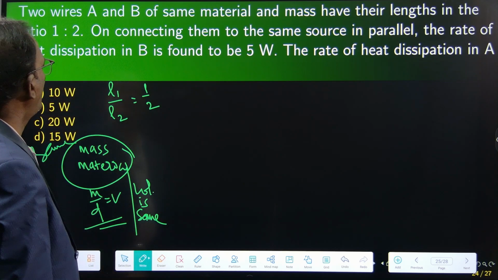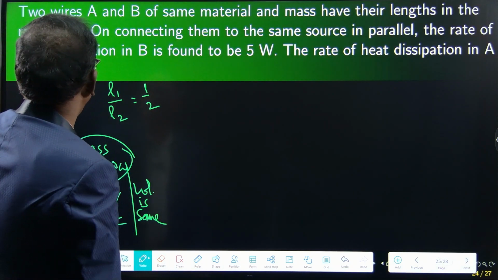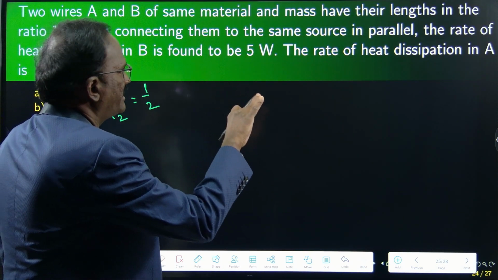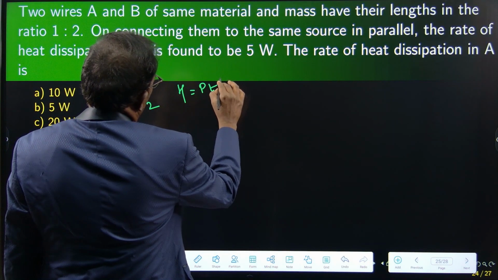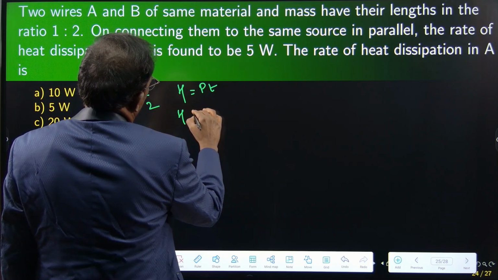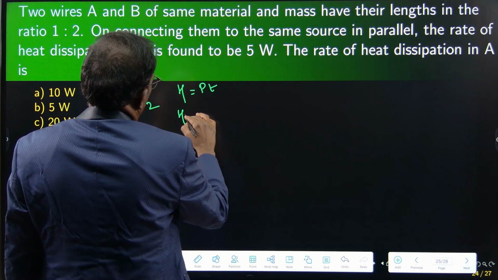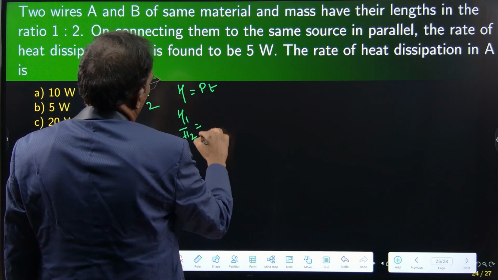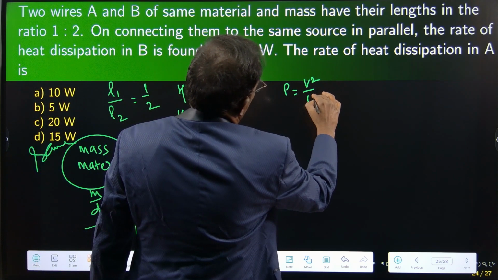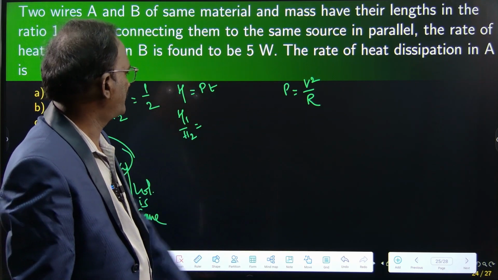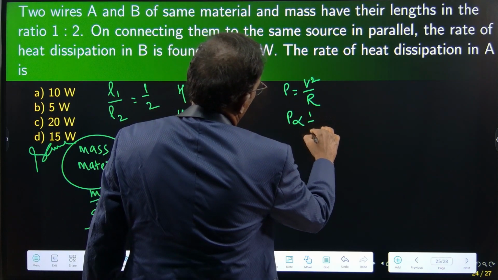What is the question? On connecting them to the same source in parallel, the rate of heat dissipation in B is found to be 5 watts. The rate of heat dissipation in A is what? Heat is equal to power multiplied by time, and for the same time, the rate of heat dissipation is power. Power is inversely proportional to resistance because P is equal to V square by R. Same source in parallel, so P is inversely proportional to R.